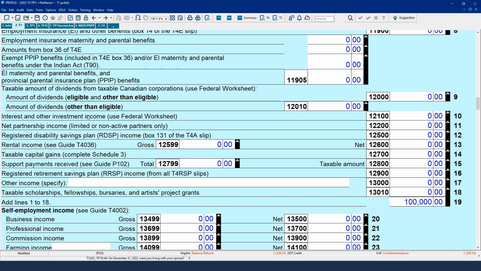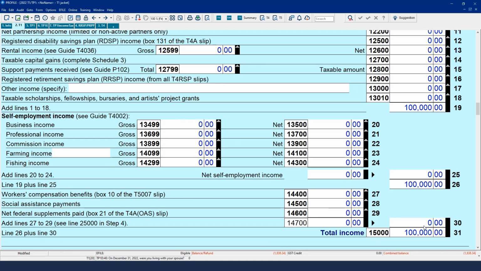You've got your interest and other investment income as well. You've got your rental income. Your rental income is a separate form, and then your net profit will get included on your T1 return and get included in your total income.